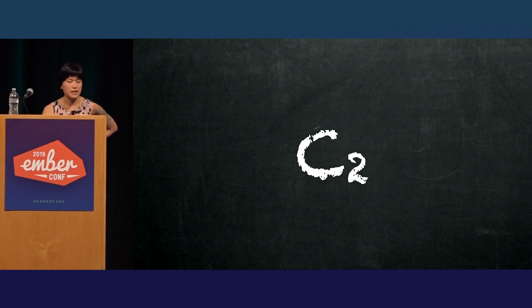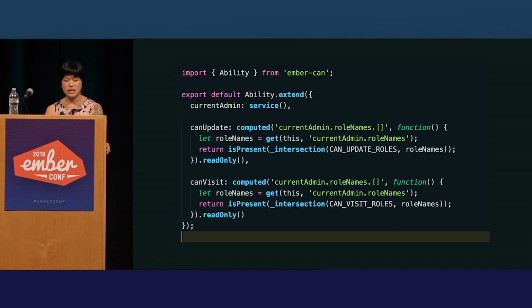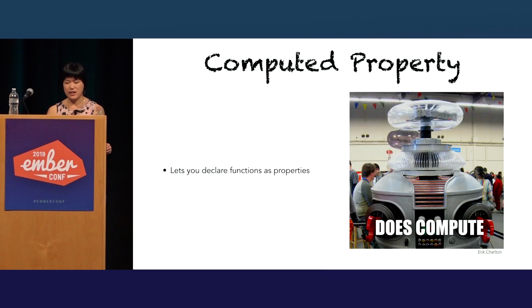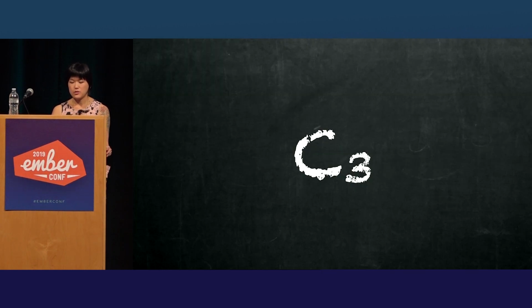Okay, and then I have a C2. There's actually a bunch of things in Ember that start with C. So the next one is computed. I saw this when I was looking up the abilities, when I was looking up can. And then I found out that computed properties allow you to declare functions as properties. So they do compute.